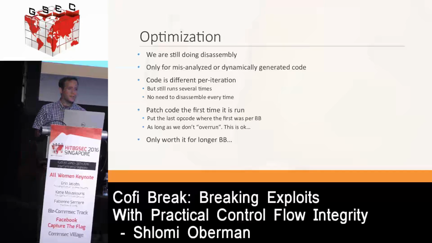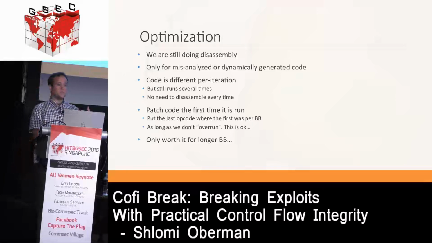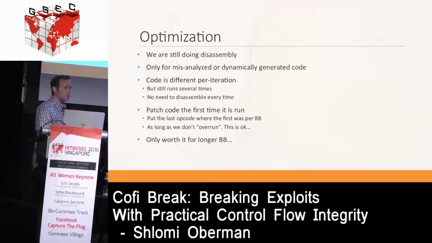Okay, but we're still doing disassembly, and disassembly is always a performance-intensive operation. So we can now rely on the fact that the code is different per iteration, meaning per execution of the process, but it will still run several times per process. So what we can do is patch the code so that the last opcode, the branch opcode of the basic block, appears at the beginning of the basic block. We can't always do this, but usually this will work.